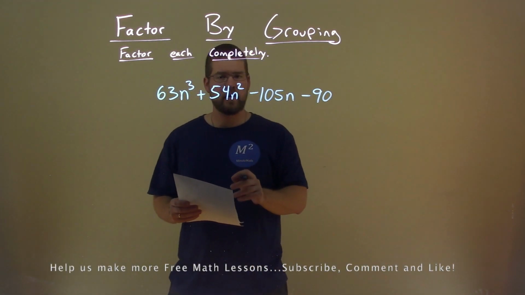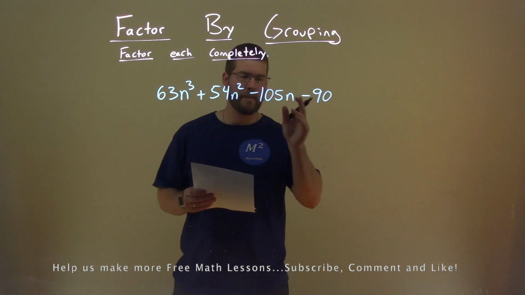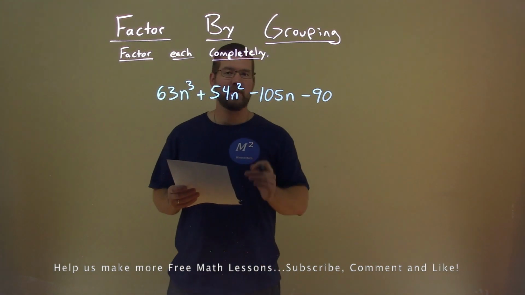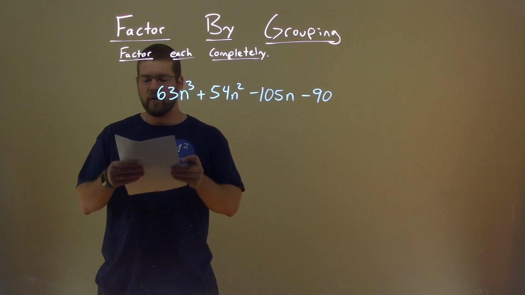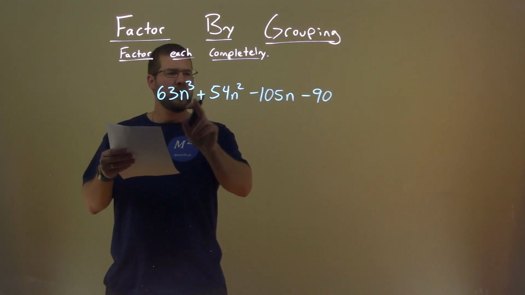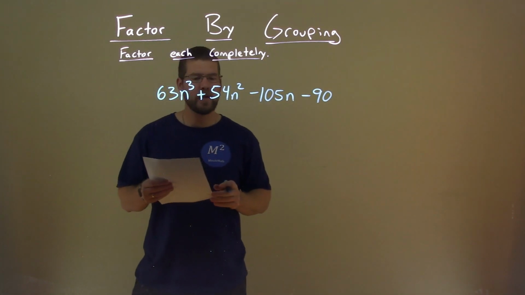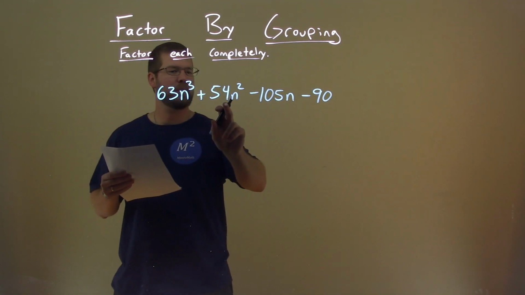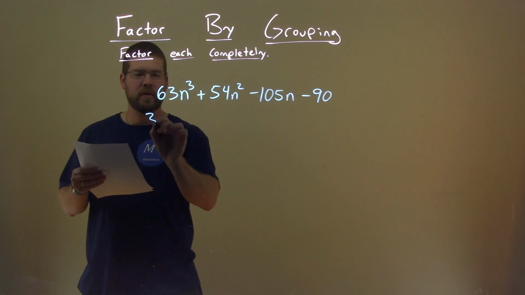63n to the third power plus 54n squared minus 105n minus 90, and we want to factor this completely. Well, first thing I'm looking at here is, is there something that actually goes into all three parts? I noticed that a 3 can go into all of 63, 54, 105, and 90. So to make things easier, I pull that out.